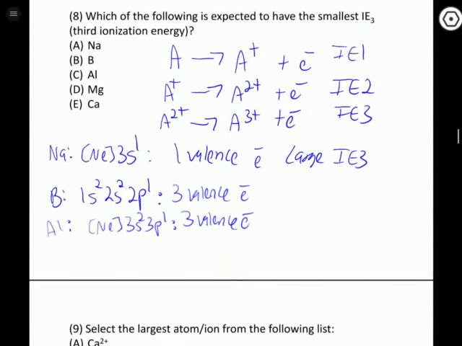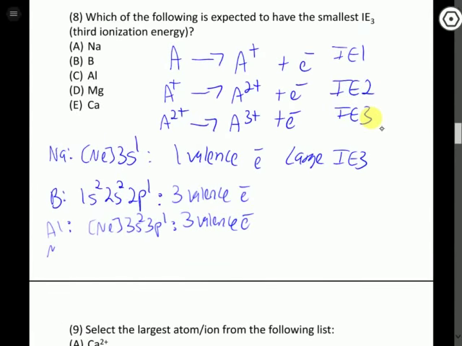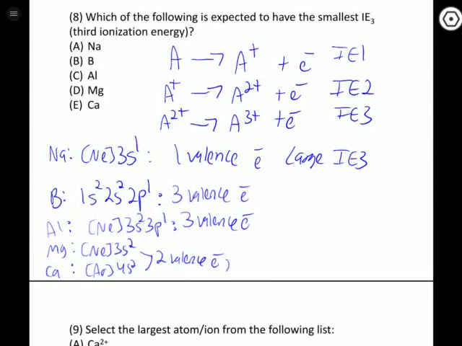All right, and then the last two are magnesium and calcium. So both of these are in group 2 of the periodic table. Magnesium is neon 3s2, and calcium is argon 4s2. So both of these have 2 valence electrons. And again, since we're talking about the third ionization energy here, we would also be removing core electrons from these as well. They only have 2 valence electrons, so removing the third electron has to come out of the core, the noble gas core. So that's going to be a large third ionization energy.